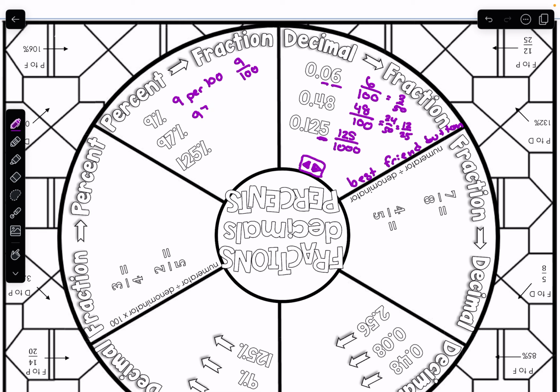97% is 97/100. 125% is 125/100. All you do is take the number, put it on the top, put 100 on the bottom. Maybe we can write that down here. Put the number on top, put 100 on the bottom.